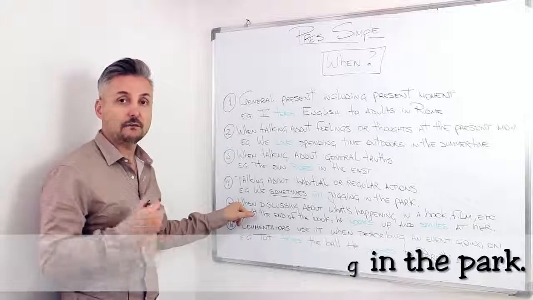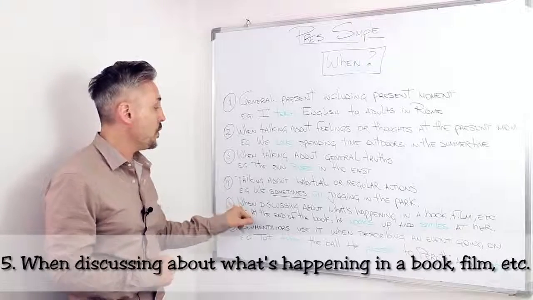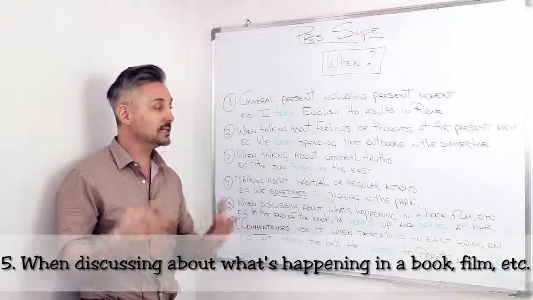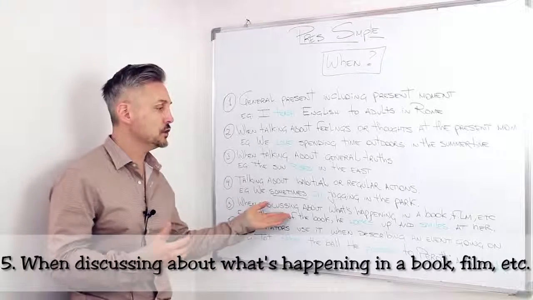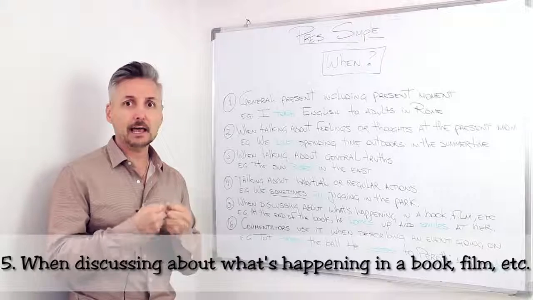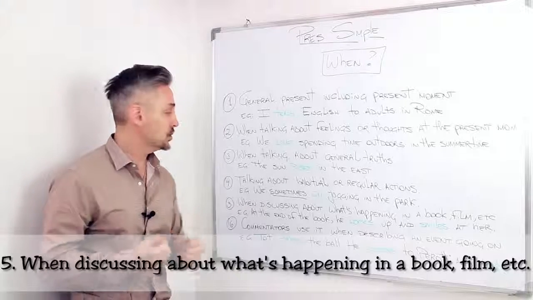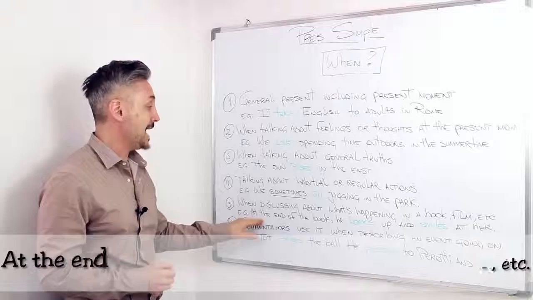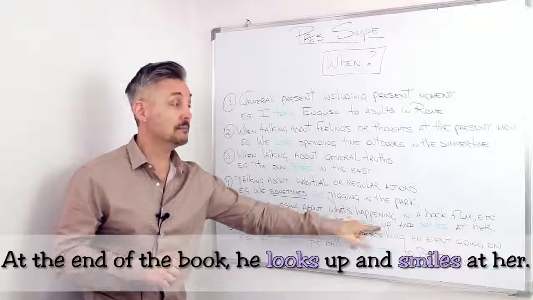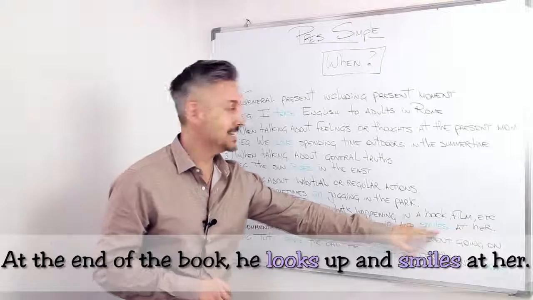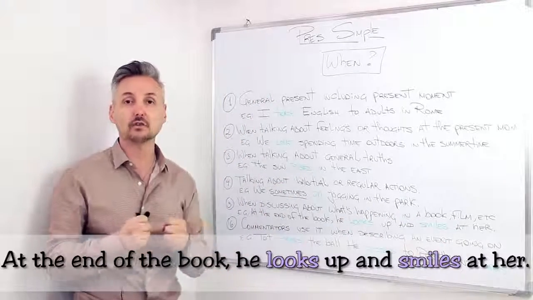Now, the fifth situation, when discussing what's happening in a book, a film, etc. This is used when you want to make the story vivid. So, for example, at the end of the book, he looks up and smiles at her, to make the story vivid.